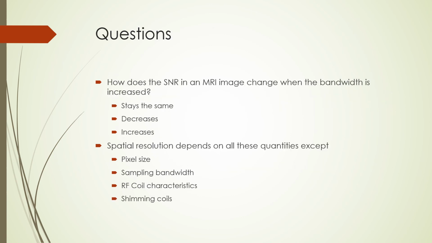Here are a few questions to finish up. I will read a question and then wait a few moments for you to think about it and then provide the answer. So the first question: how does the signal to noise ratio in an MRI image change when the bandwidth is increased? If you said decreases, that would be the correct answer. Bandwidth is inversely related to signal to noise ratio, so increasing the bandwidth will decrease the signal to noise ratio.